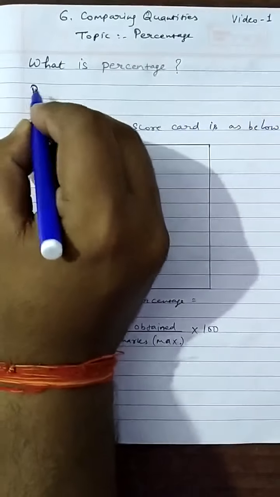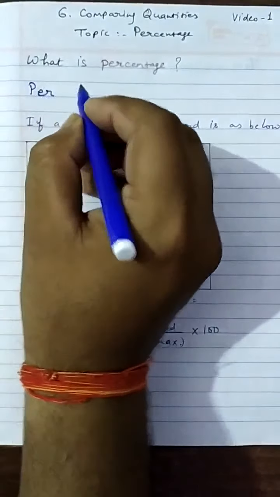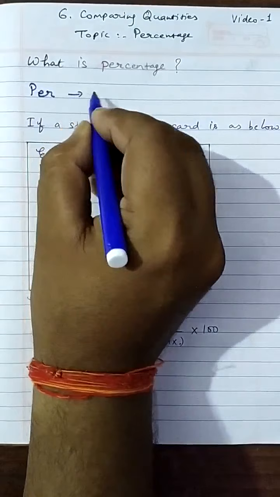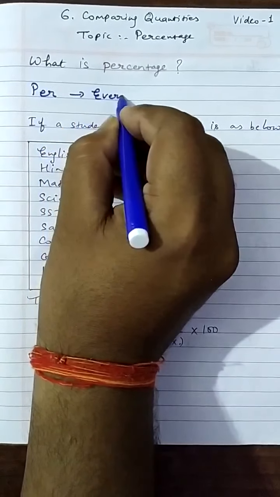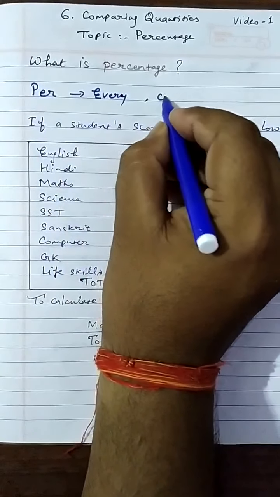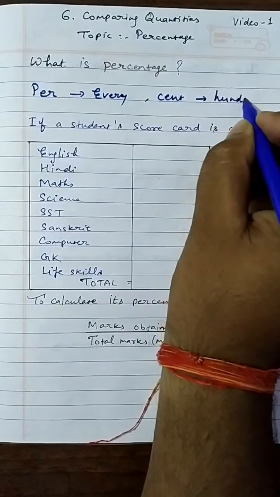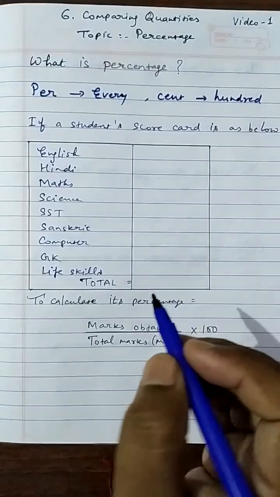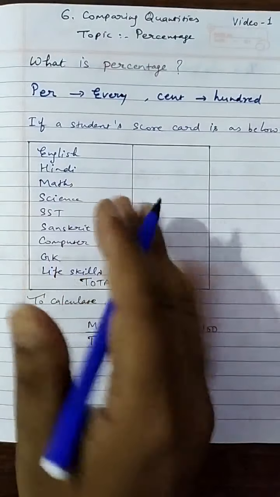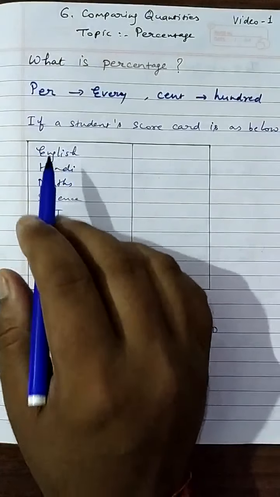So we can see that percentage has two parts. Per means every, and cent means 100. Every 100. So I have created a scorecard here.